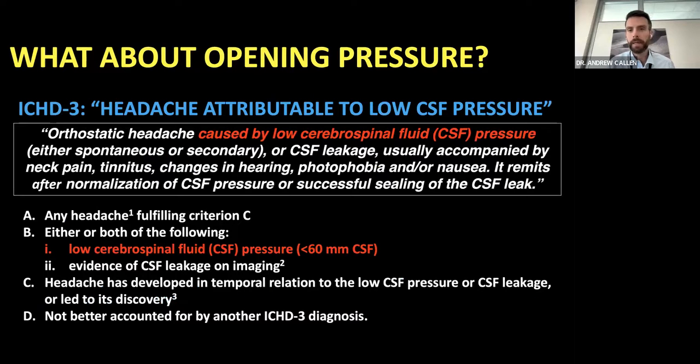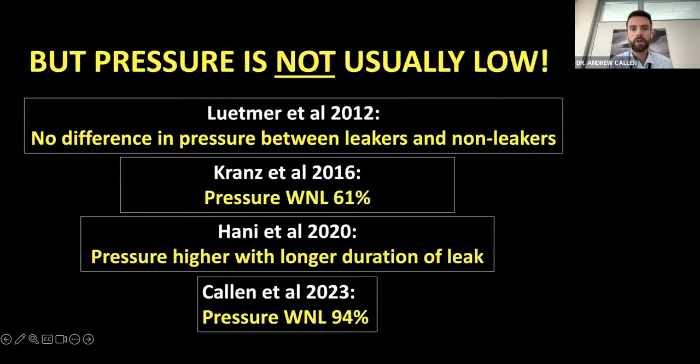What about opening pressure? Encoded in the name, intracranial hypotension, is this assumption that these patients are living in low pressure. And the ICHD-3 criteria say specifically, this is a headache caused by low CSF pressure, and to make the diagnosis, you need either a measured low pressure or evidence of leakage on imaging. However, there's been study after study, including some of our own work, that has shown that most people living with this disease do not have low pressure at all. This is not a condition of low pressure, and we have advocated, as have others, that this should be removed from the ICHD-3 criteria to make the diagnosis.